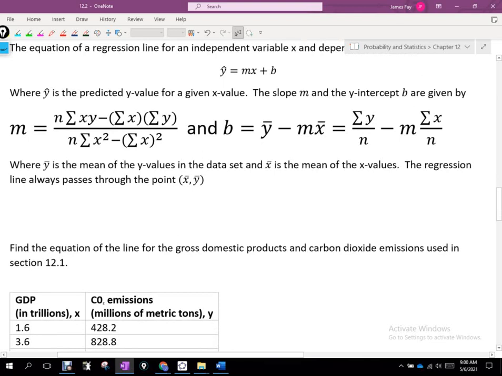We'll use some Excel stuff. We're going to do an example of this by hand, and then we're going to use Desmos or Excel. I don't know. I'll have to do some searching to see what Excel offers in regards to line of regression. But Desmos has a really nice structure.